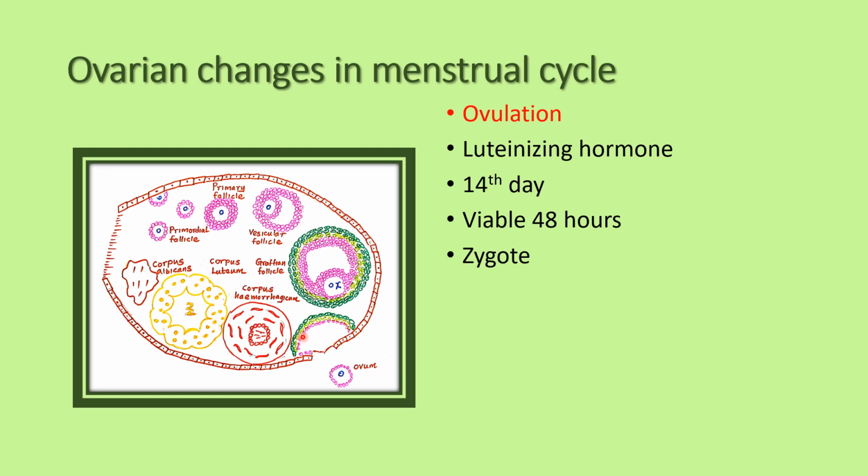If fertilization occurs, the fertilized ovum is called a zygote. So fertilization mainly occurs in the fallopian tube. The zygote reaches the uterus on the 3rd day of ovulation. The implantation of the fertilized ovum in the uterine wall is around the 6th day of ovulation.